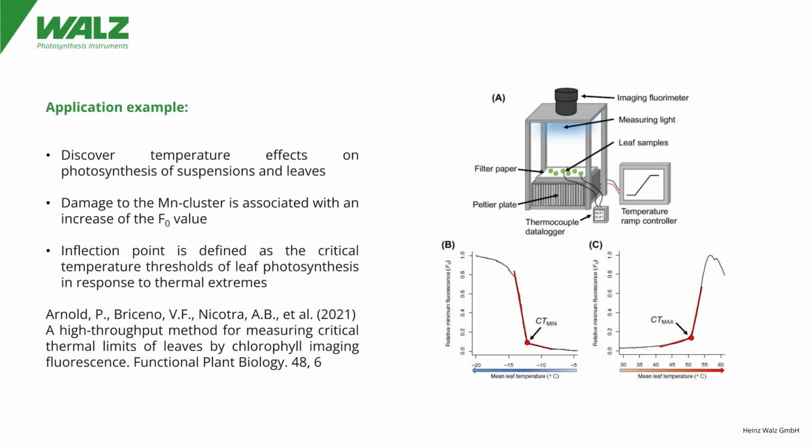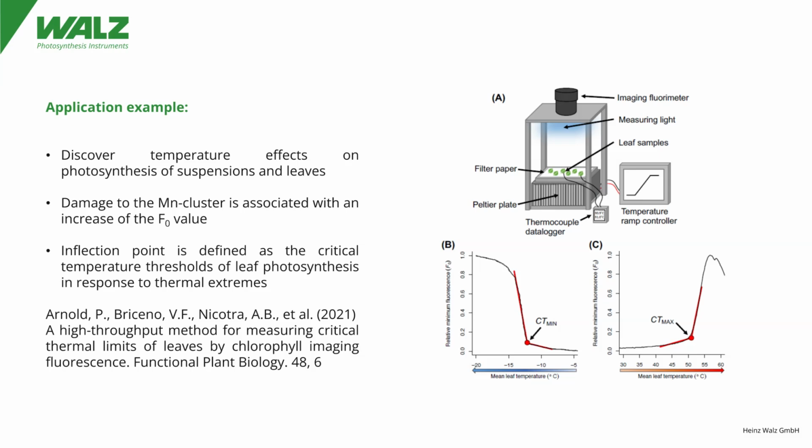Another example focuses on studies that have investigated the effects of temperature on photosynthesis using fluorescence imaging. In recent years, several publications have used imaging systems to analyze temperature responses in suspensions and leaves. For leaf measurements, the leaves can be placed on a Peltier-controlled plate, which enables them to be gradually heated or cooled during the experiment. When leaves are gradually heated, damage to the manganese cluster of photosystem 2 is associated with an increase in the F0 value.